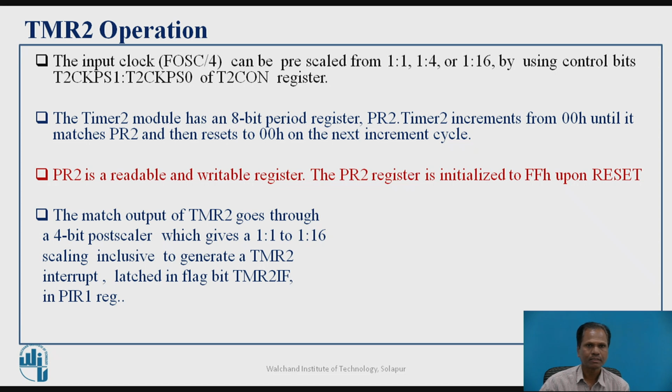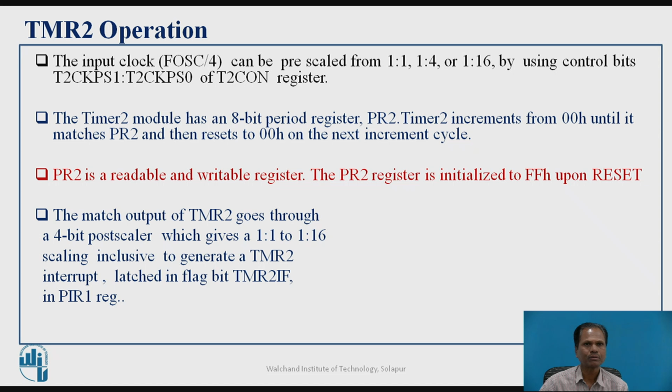So the F oscillator divided by 4, that is at the machine cycle frequency, the clock signal is divided by a certain factor like 1, 4, or 16 by using control bits from the timer 2 control register, that is named as T2CON register, using the bits T2CKPS1 and T2CKPS0. Using these two bits, the input clock frequency can be prescaled.